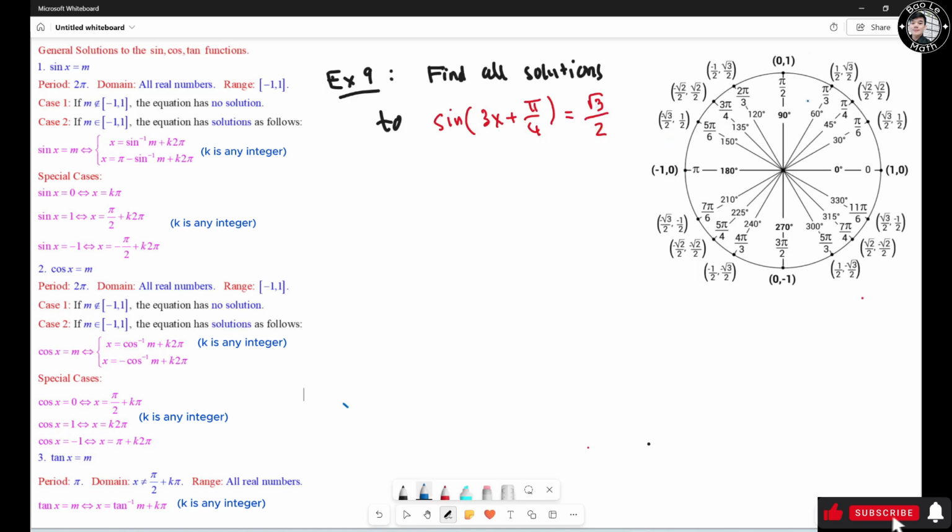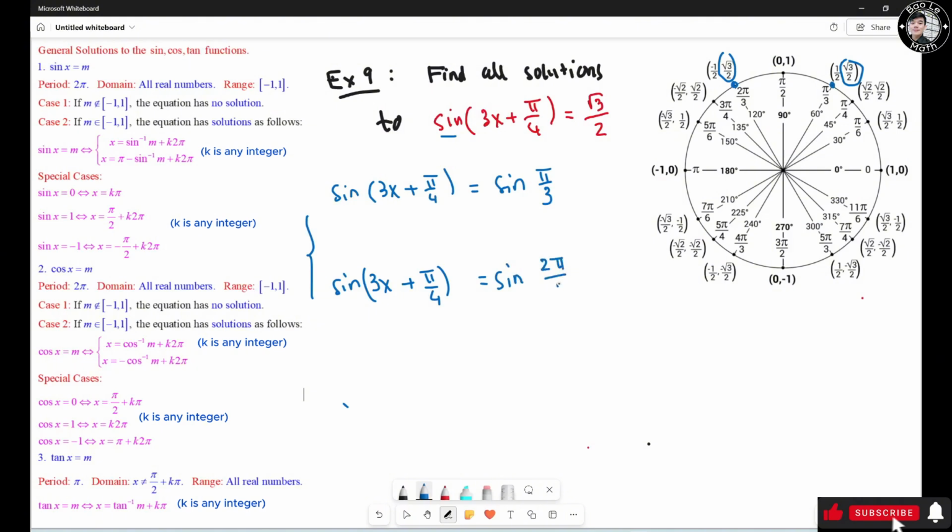Alright, so we look at the unit circle, and because this is a sine function, you look for the y values that equal root 3 over 2. So it could be right here, and it could be right here. So you have two values: pi over 3 or 2 pi over 3. So you have sine of 3s plus pi over 4 equals sine of pi over 3, and the second one, sine of 3s plus pi over 4 equals sine of 2 pi over 3, right?